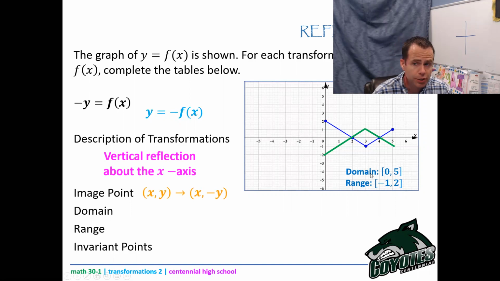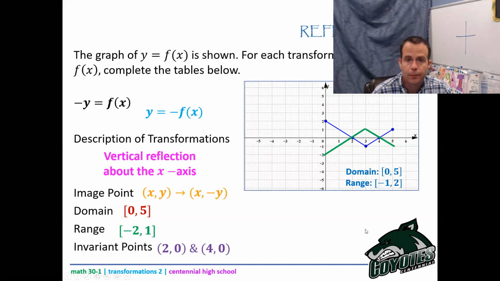The domain shouldn't change because I didn't do anything to x. But the range should flip. So this should become a positive 1 here, and this should become a negative 2. So negative 2 will be my starting number now. So it'll be negative 2 to 1. And then invariant points, I have 2 of them, (2, 0) and (4, 0). Okay, awesome.